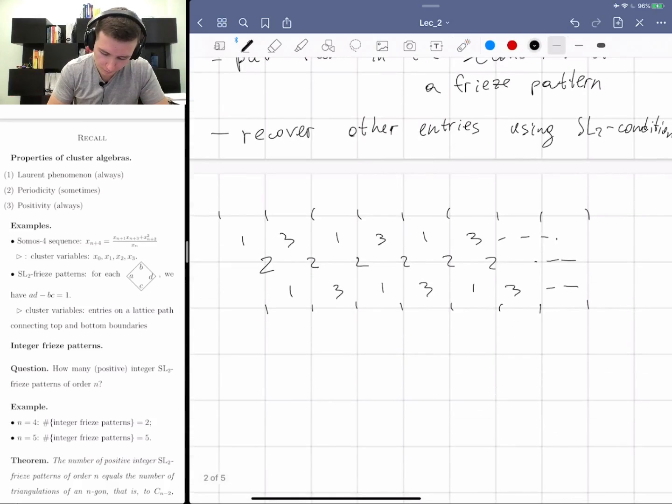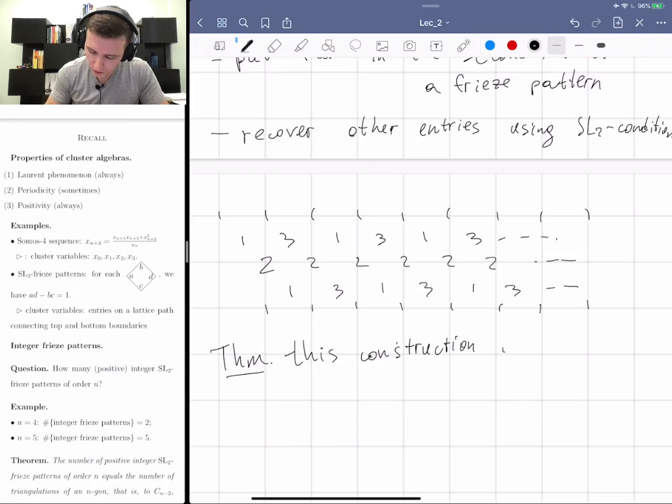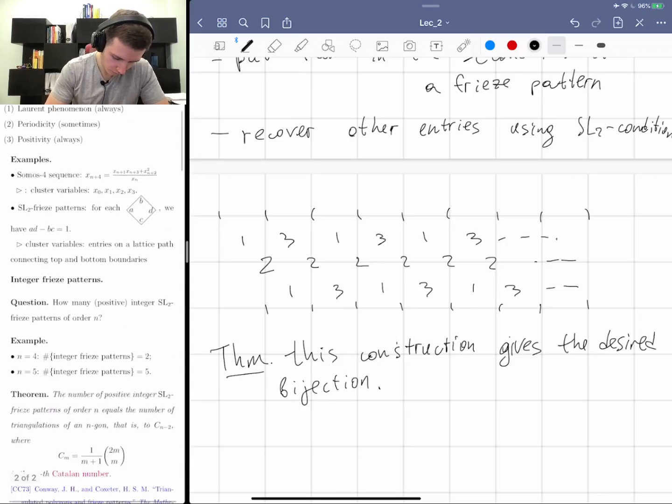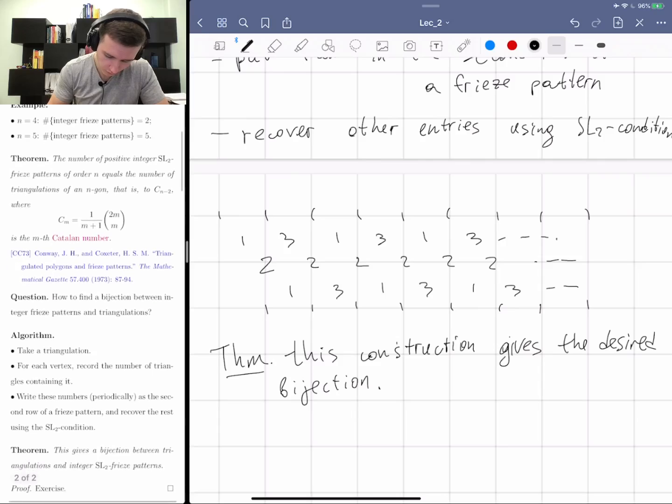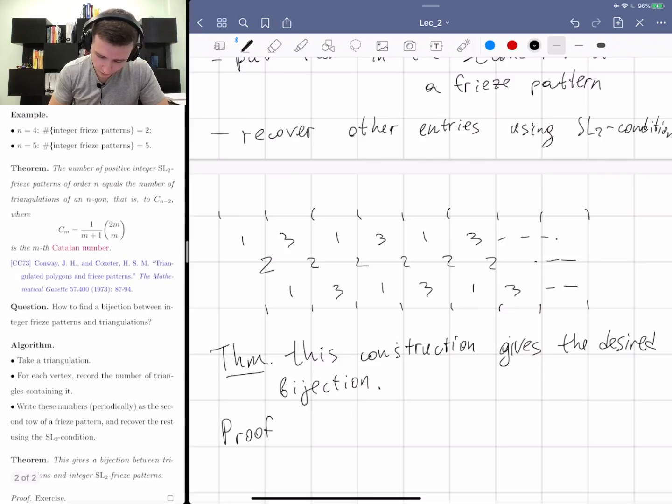So the theorem is that this construction gives the desired bijection. And the proof is an exercise for you.